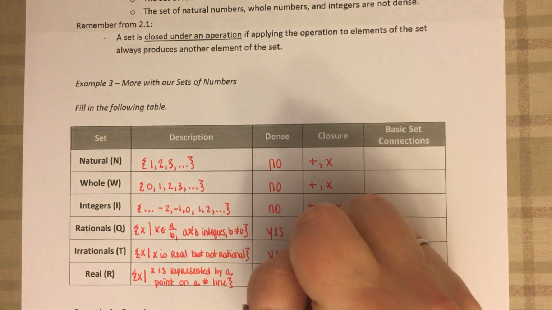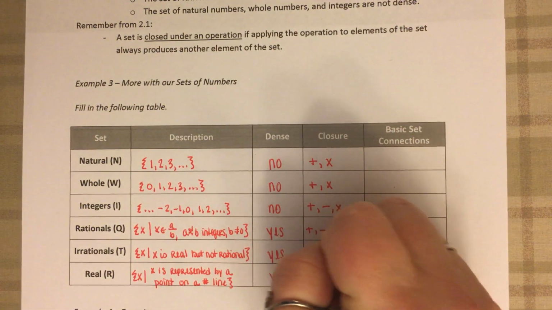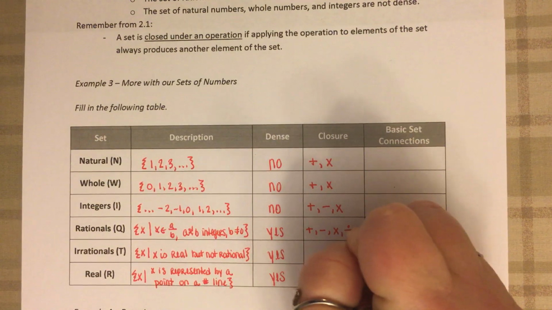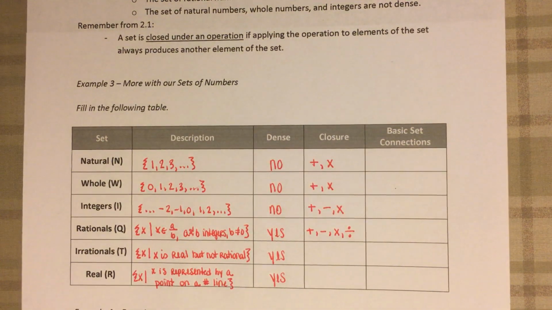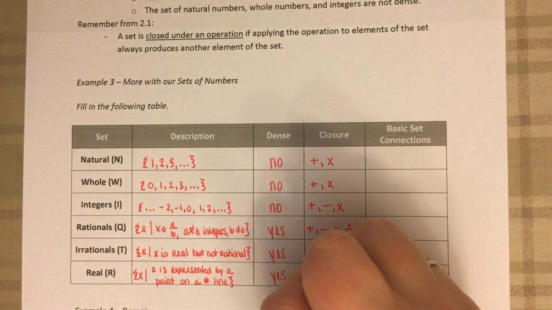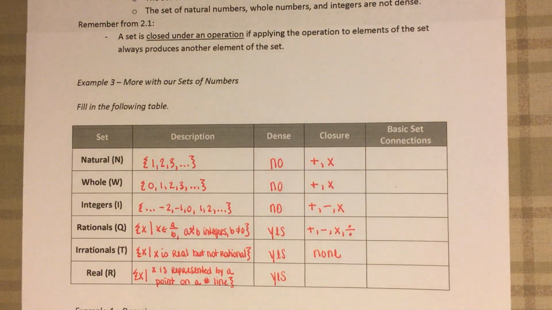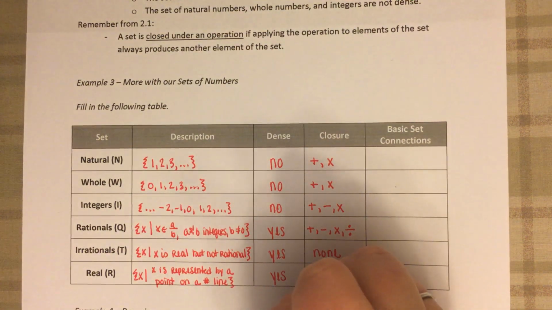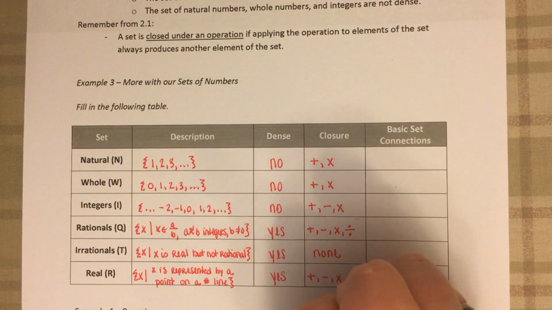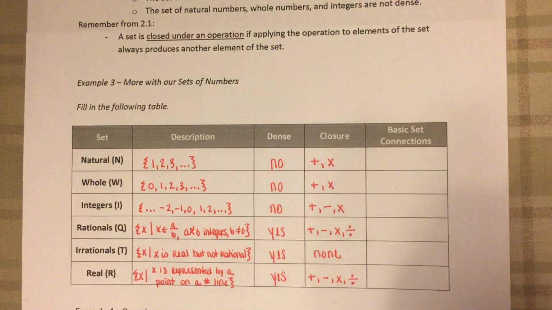Our rational numbers are closed under all four of our operations. So they're closed under addition, subtraction, multiplication, and division. Our irrational numbers are not closed under any operation because of different things with canceling and using numbers such as 0 and 1, which are not rational numbers. And our real numbers are closed under addition, subtraction, multiplication, and division.